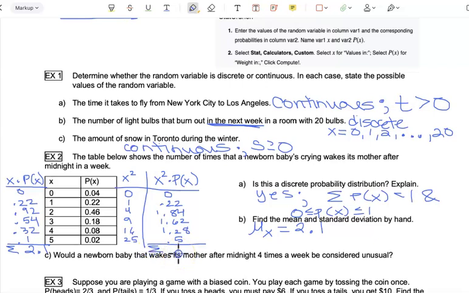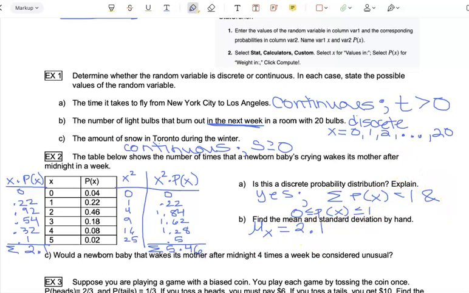So 0.5 plus 1.28 plus 1.62 plus 1.84 plus 0.22, and then obviously plus 0 isn't adding any value. That gives us 5.46.